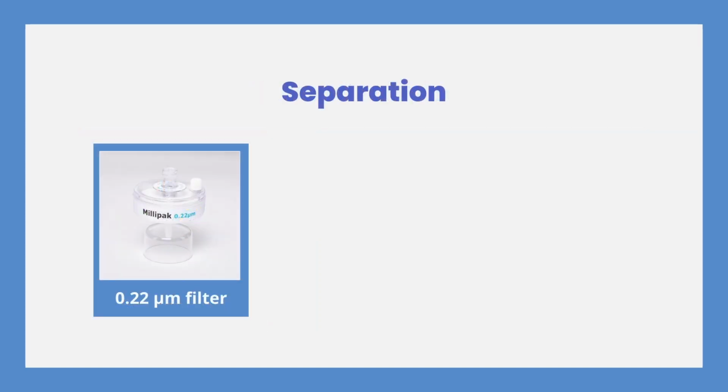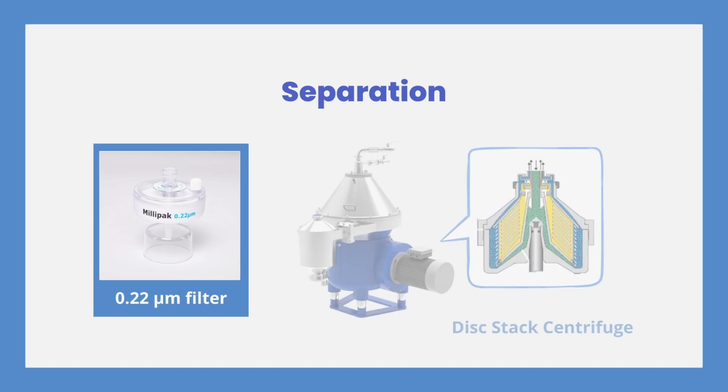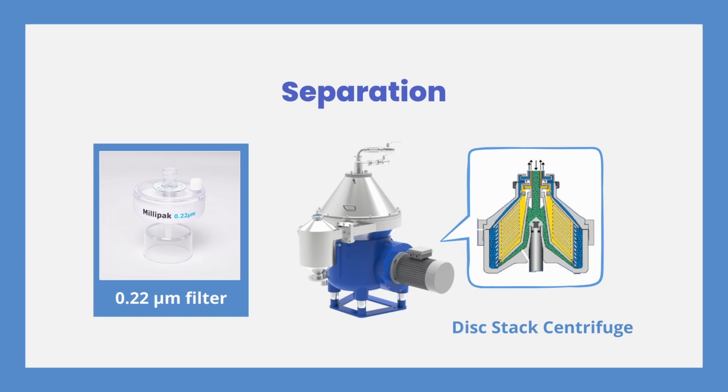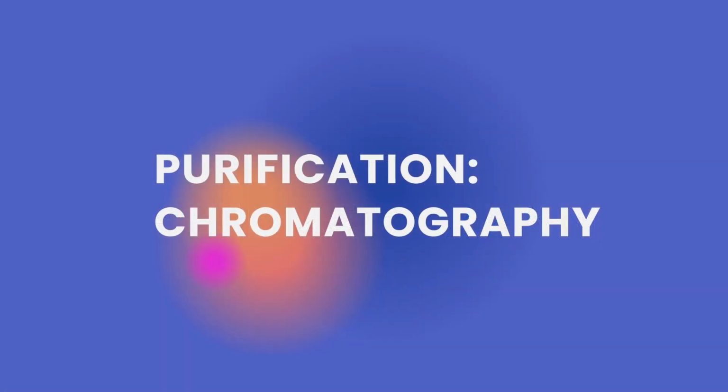Then the solution is passed through a microfilter and centrifuged to remove most of the contamination and become a clarified liquid called lysate. But it is not purified enough, so we require a purification process.